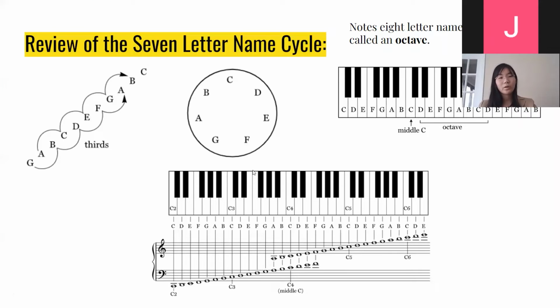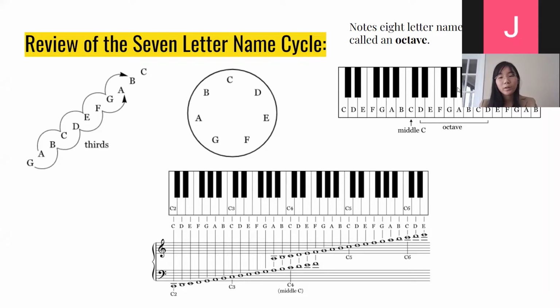Before we go into those, just a small review of the 7-letter name cycle. So C, D, E, F, G, A, and B. And notes that are eighth apart from each other are called an octave, and they sound similar, just one is higher, one is lower. It's a concept called octave equivalence.